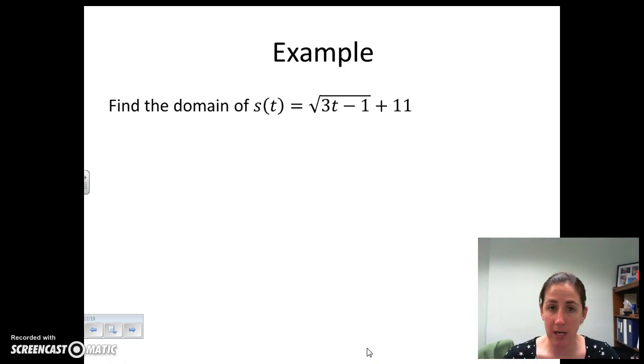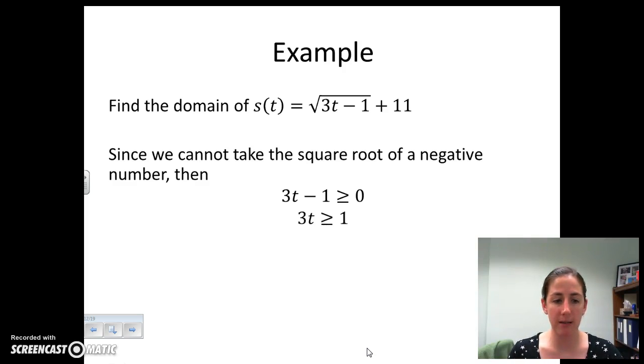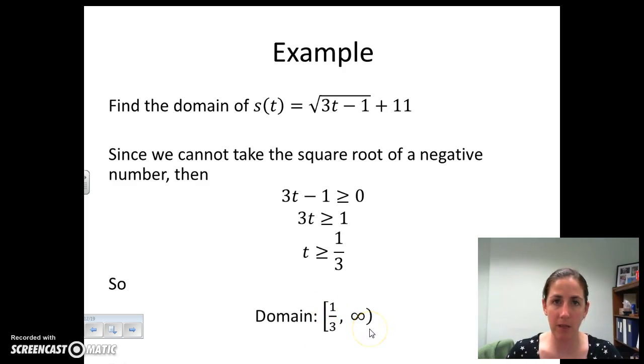To find the domain, this one has a square root. We're not allowed to take the square root of a negative number. So 3t minus 1 has to be bigger than or equal to 0. So we solve an inequality like you solve an equation. Get everything on one side of the equal sign, isolate the variable. Just remember, when solving an inequality, if you multiply or divide by a negative, you need to flip that inequality. Divide both sides by 3. 3 was positive, so we didn't have to flip it. So our domain is all values 1/3 and bigger, include 1/3, all the way up to infinity.